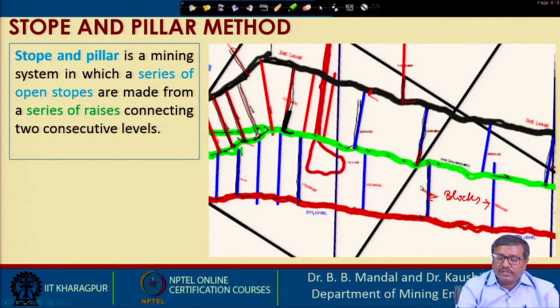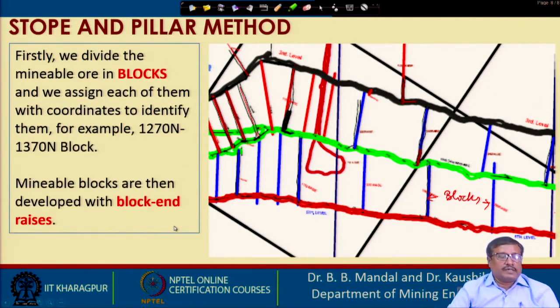To mine this out, we can have other raises also in between, a series of raises. Okay. So, these raises will later be converted, or rather mined out, to form the open stopes. That is the idea of the stope and pillar method.